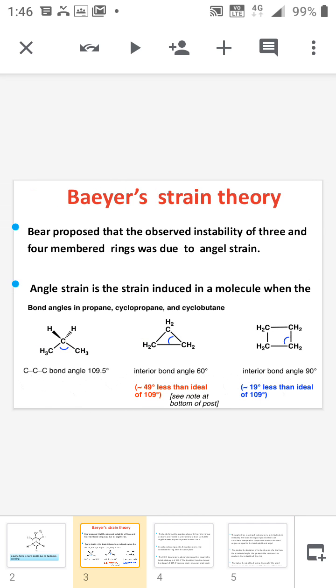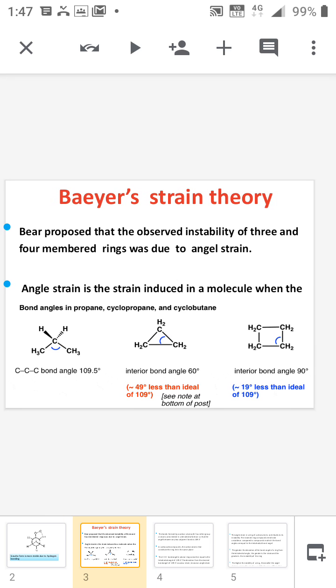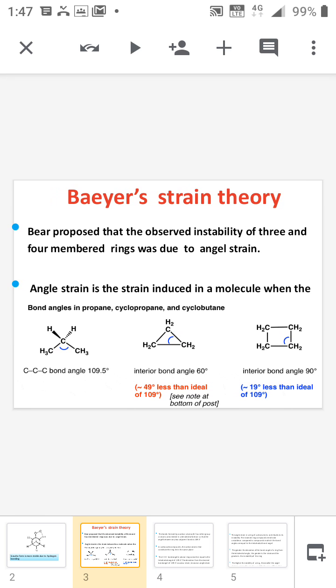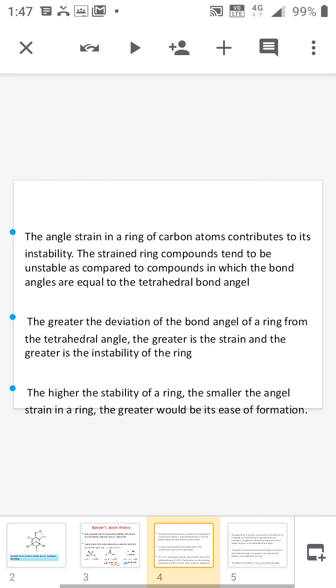See here, the first one is the propane molecule. The bond angle is 109.5 degrees. We know that propane is highly stable, and according to Baeyer, propane is extra stable because the carbon attains the tetrahedral geometry, whereas in cyclopropane, the ring is highly strained because it is deviating from the tetrahedral bond angle. That's why it is a highly strained system. So according to Baeyer strain theory, when a molecule deviates from tetrahedral geometry, it attains extra strain.